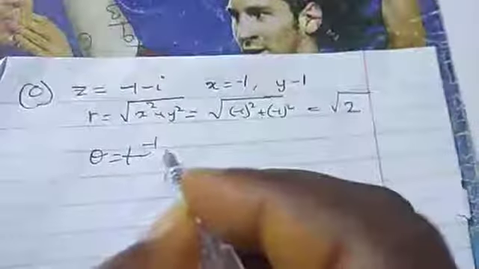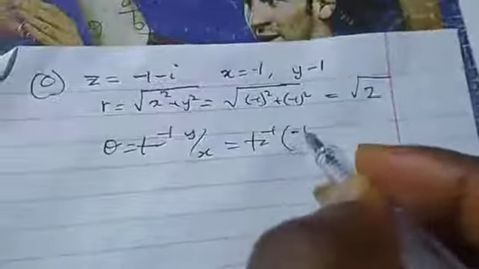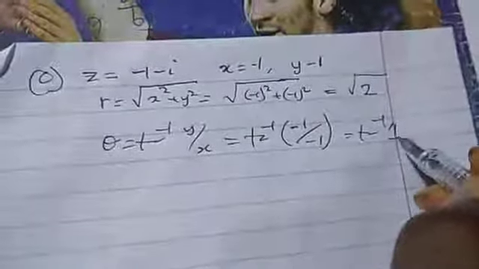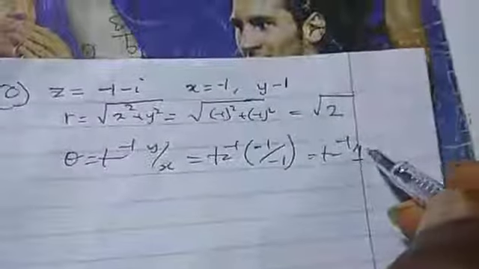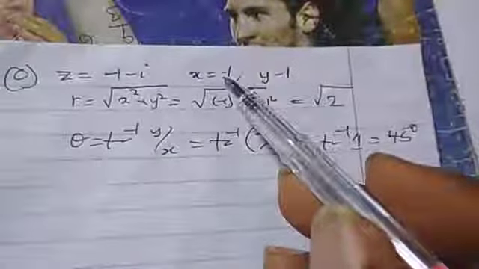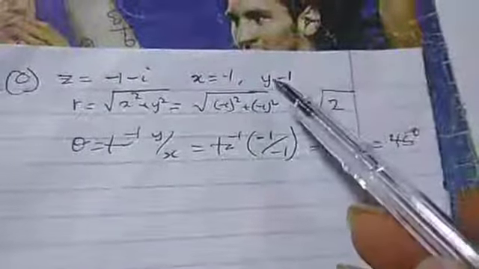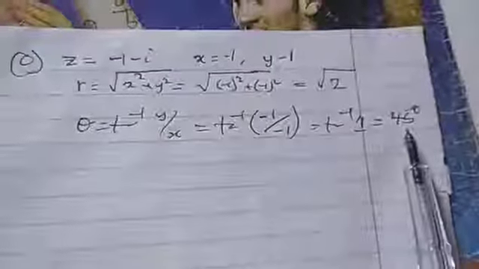Our theta is arctan y over x. Our y is minus 1 and our x is minus 1, so this is arctan 1, since minus 1 over minus 1 is 1. Then that gives 45 degrees. But this 45 degrees is wrong, because of this negative negative. It is not possible that it gives me 45 degrees. So how do we proceed from this place? We need to come to the third quadrant.